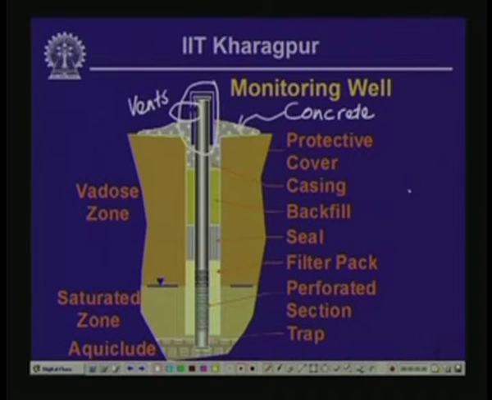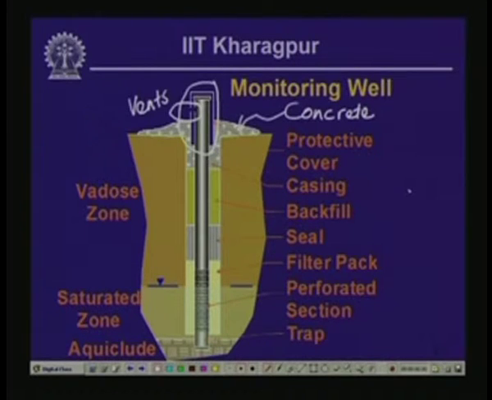Now, you can also see at the bottom of the perforated section there is a trap, or the solid portion of the casing tube extends a little bit below the perforated segment of the casing tube, and this particular portion is normally installed in order to ensure that any fine grained debris that moves into the casing tube with groundwater entering through perforations gets trapped at the bottom without clogging the casing tube itself.